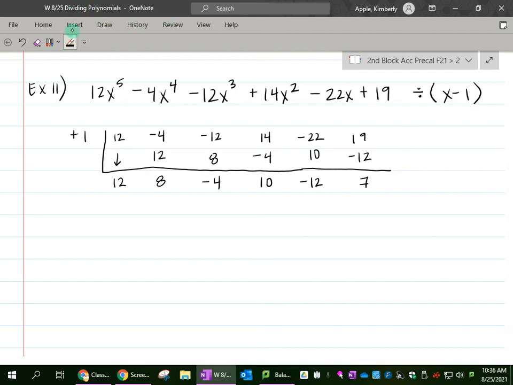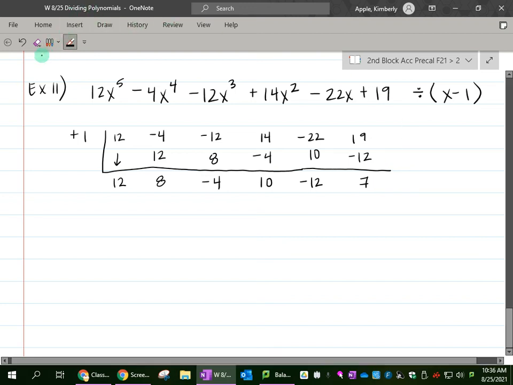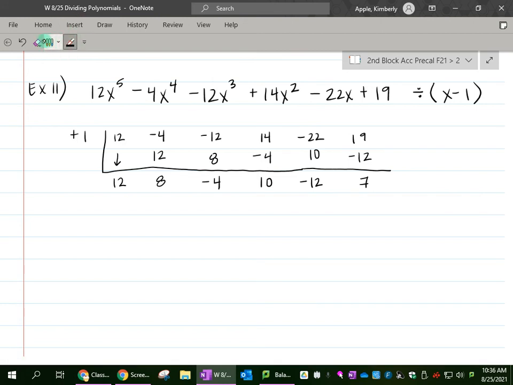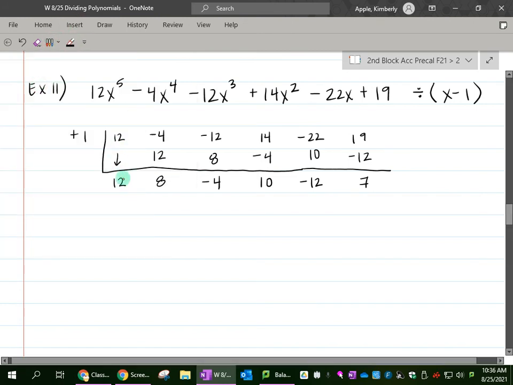All right, now let's remember what I said. We have started here with a polynomial of degree 5. So when we're writing our answer, we're going to start with a polynomial of degree 4. So this will be 12x to the 4th plus 8x to the 3rd minus 4x squared plus 10x minus 12 plus 7 over x minus 1. That's so much easier. Yes, it's beautiful, right?